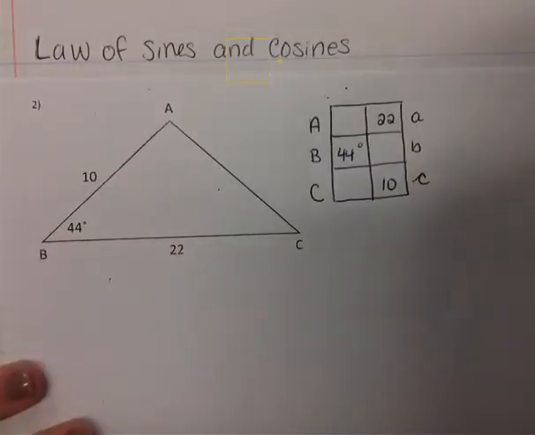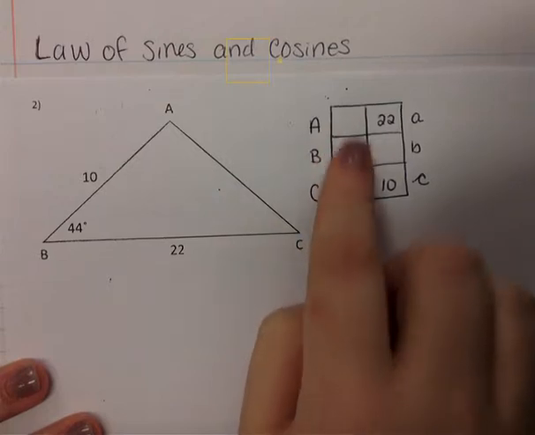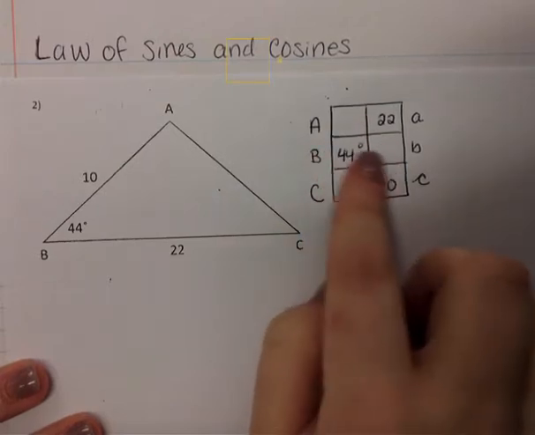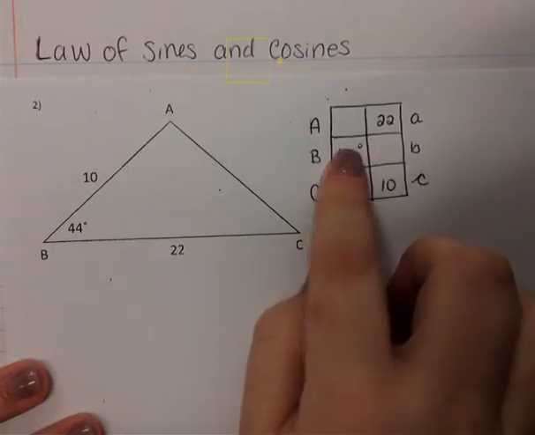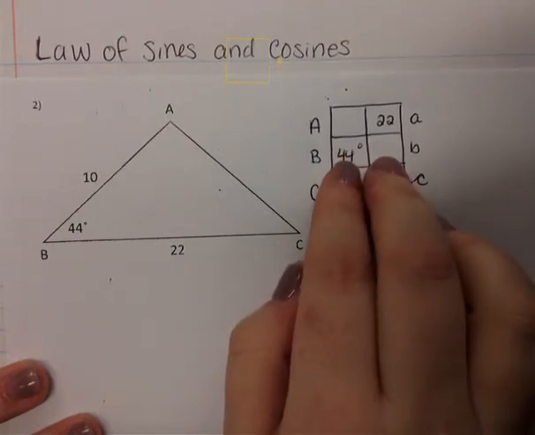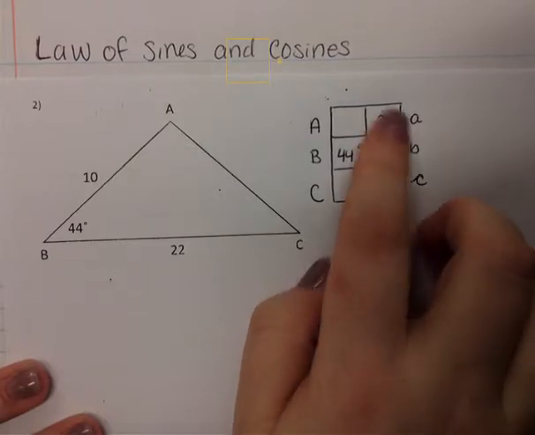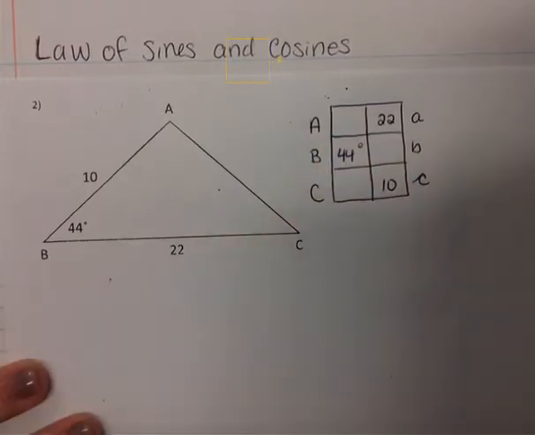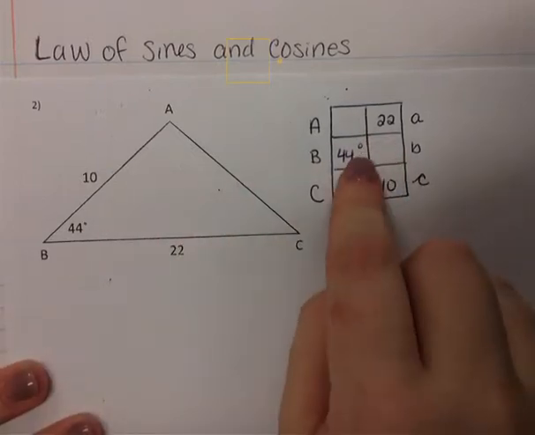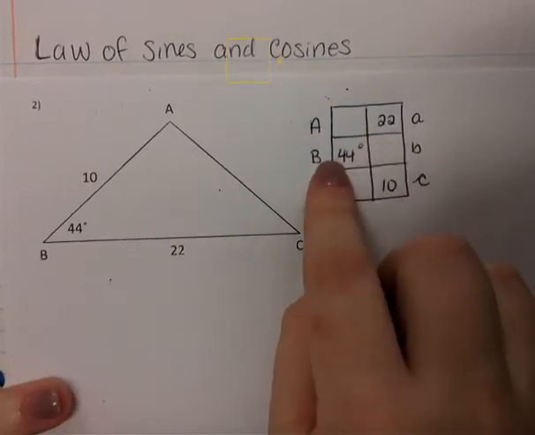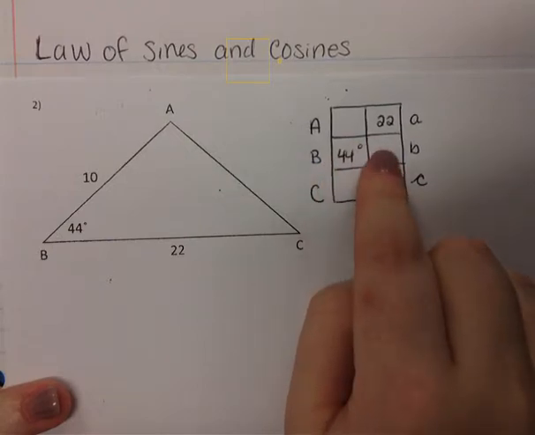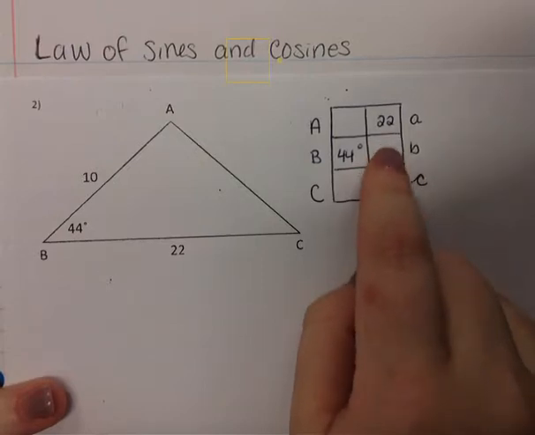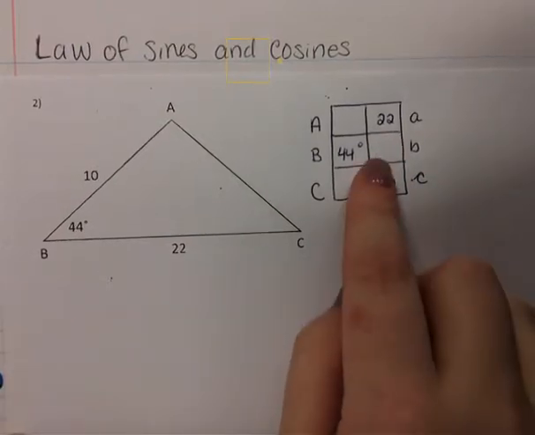So on this problem, in our chart, none of the angles and sides match up, so we do not have an angle and its opposite side, or a side and its opposite angle. This is the only angle we have. We do not have the side. We have these 2 sides, but we do not have these 2 angles. So we want to do law of cosines right now for little b.